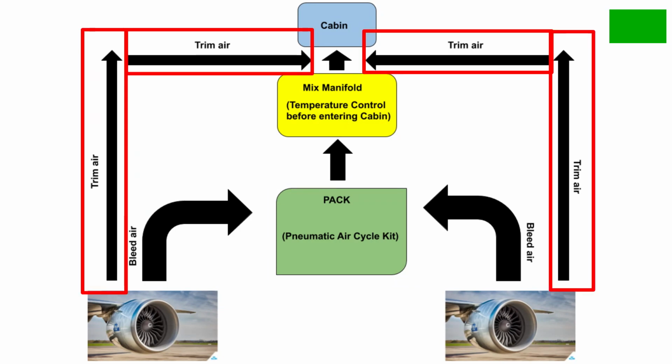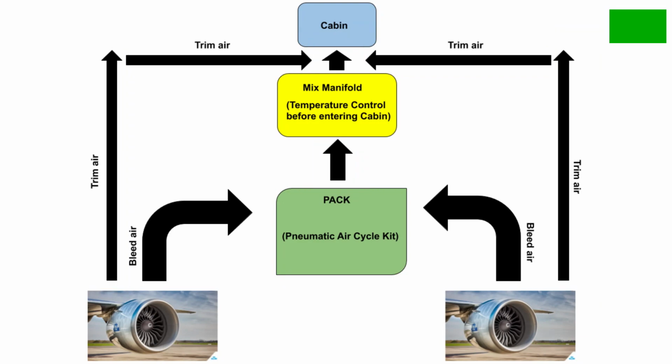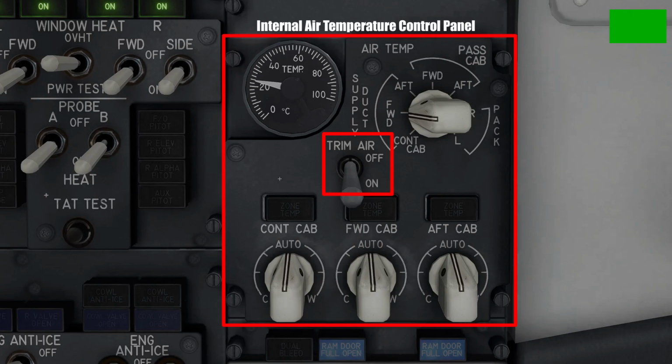From here, trim air is used to fine-tune the temperature of this air now coming from the PAC systems before entering the cabin to be used as breathable air. Hence, the trim air system is very important to control the temperature of the air entering the cabin for both the passengers as well as the flight crew.